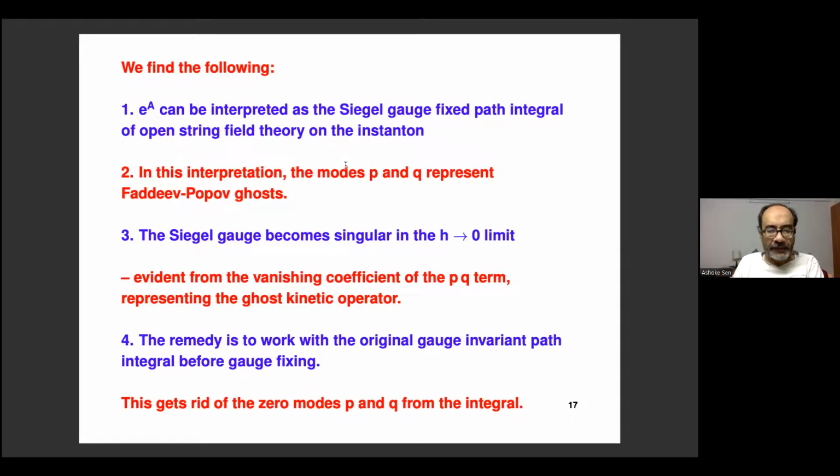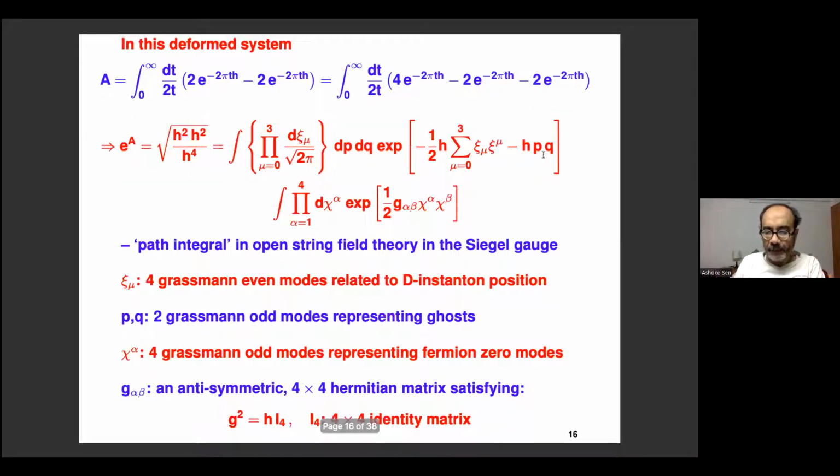So in this interpretation, the modes P and Q will represent Faddeev-Popov ghosts. Okay, and they are the Faddeev-Popov ghosts that come from this gauge fixing. And now this clearly shows that the gauge fixing must be becoming singular in the H goes to 0 limit. Because if these are Faddeev-Popov ghosts, then H goes to 0 limit means that the ghost kinetic term is vanishing. But vanishing of the ghost kinetic term is a clear signal that the gauge fixing procedure is breaking down.